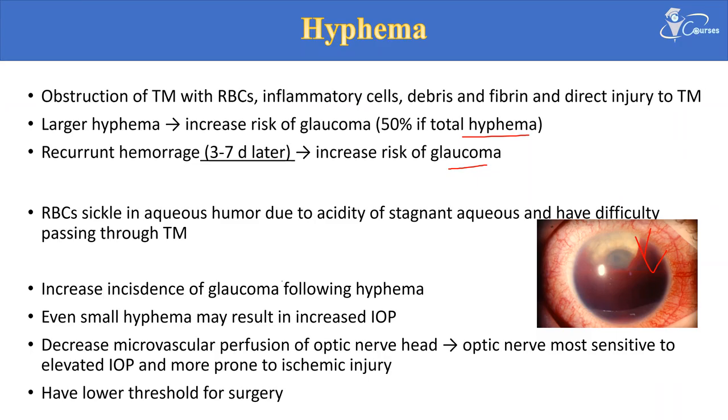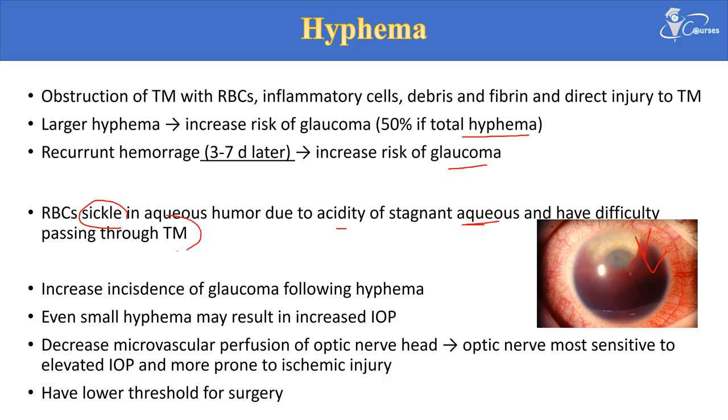In sickle cell disease, there will be a higher risk of developing glaucoma. Why? Because the RBCs are sickle in shape, so they have more tendency to block the trabecular meshwork because of this abnormal shape. The RBCs will sickle in the aqueous humor due to acidity of the stagnant aqueous and have difficulty passing into the trabecular meshwork.